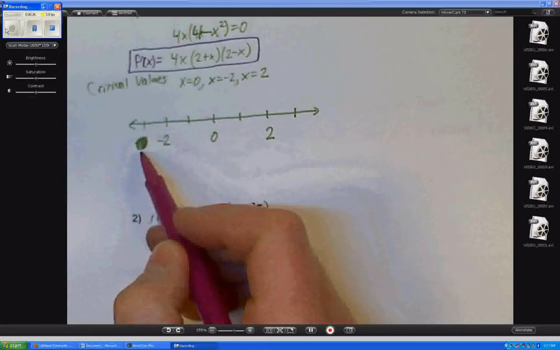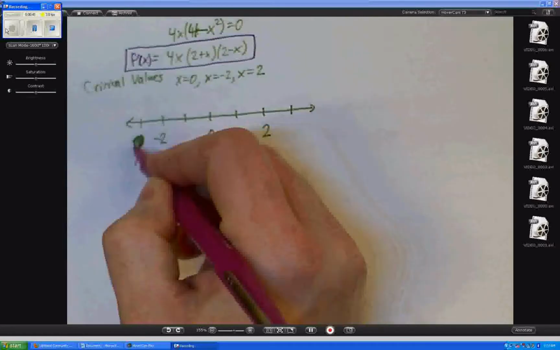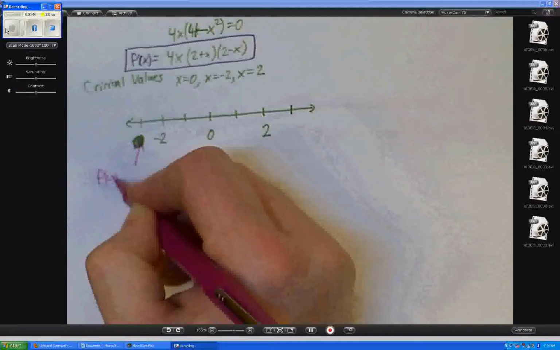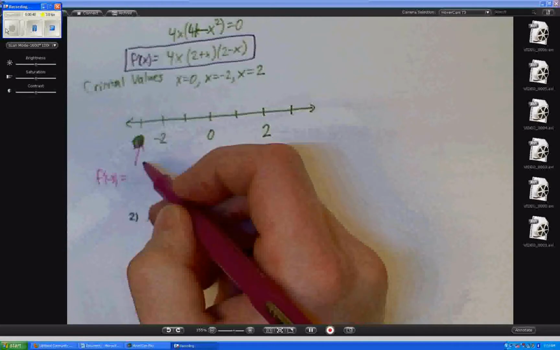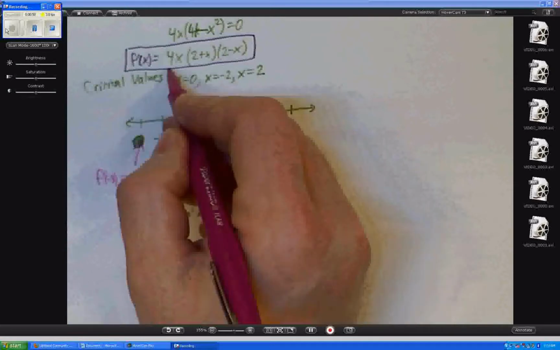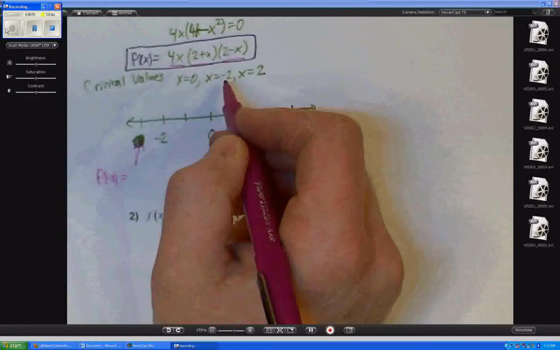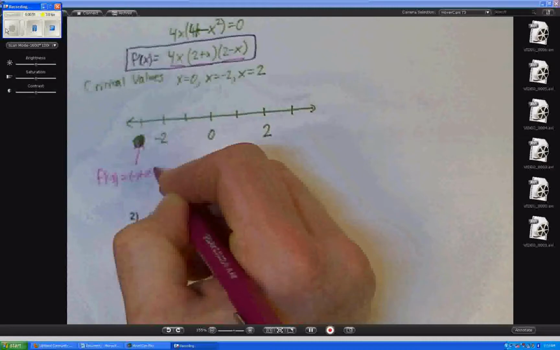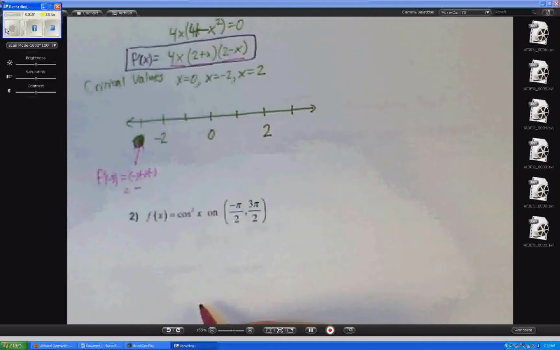Well, look. For something like -3, f prime of -3 is going to be, remember, I don't really care what it equals. I just care about the sign, and there are 3 factors. And if I put -3 in for those, it's going to be negative times negative times negative, which equals what? Negative. So I'm decreasing over here.